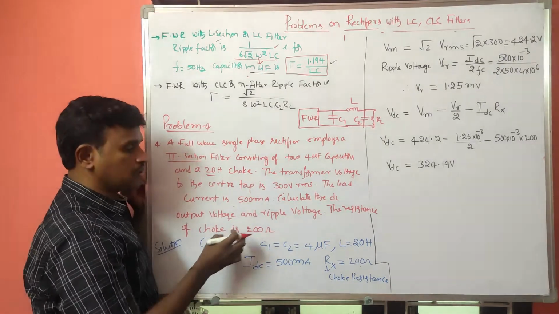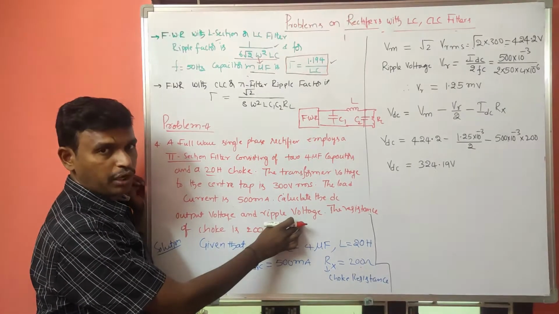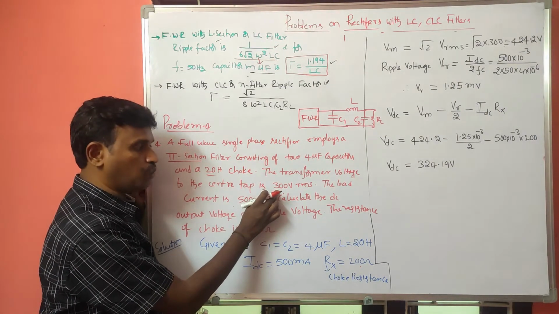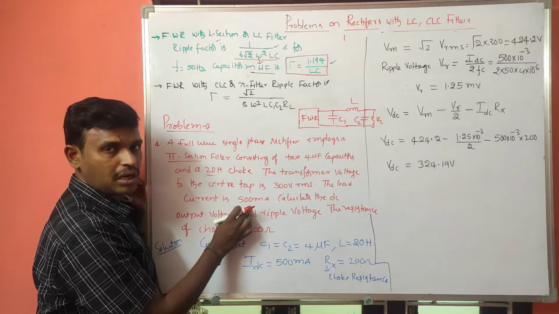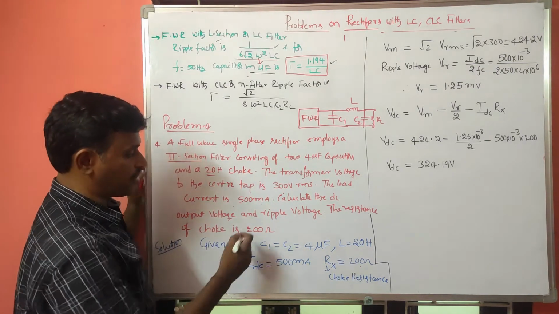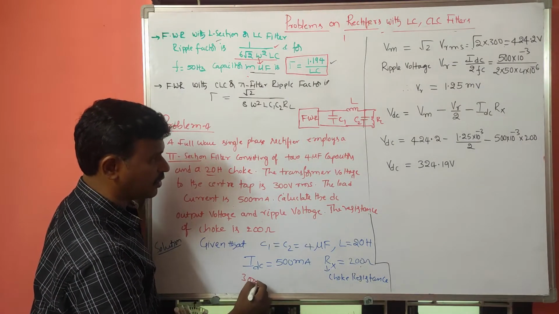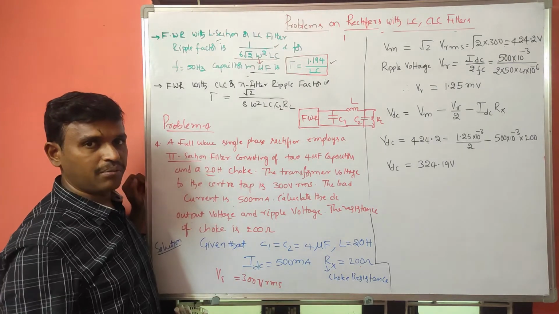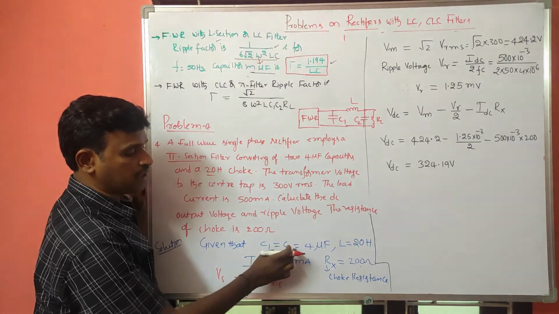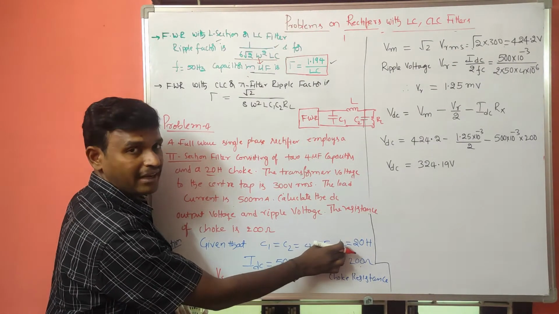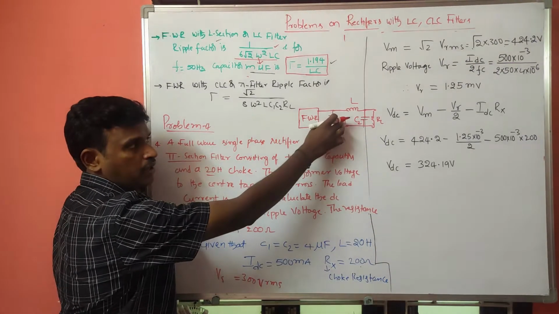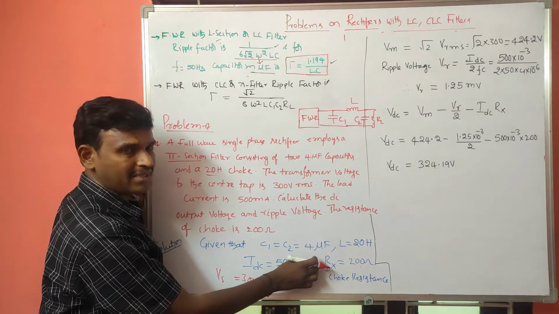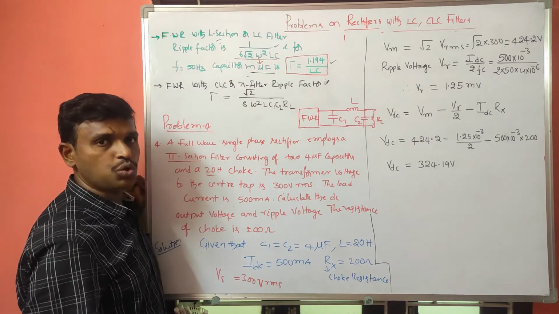Then what are the output voltage and ripple voltage we have to calculate for the given values of the transformer secondary voltage, that is 300 volts RMS, and 500 milliamperes, that is the output current or load current. The given values are C1 = C2 = 4 microfarads and inductance is 20 Henry. IDC is equal to 500 milliamperes and the choke resistance Rx I am taking here is 200 ohms.